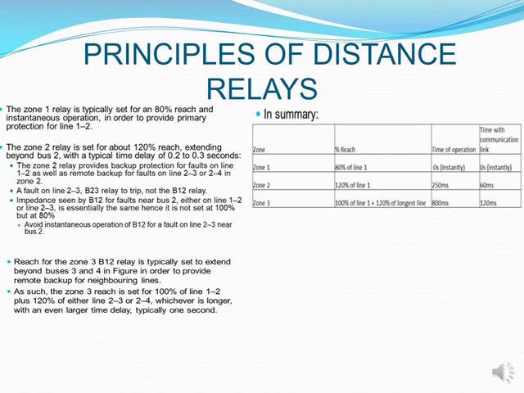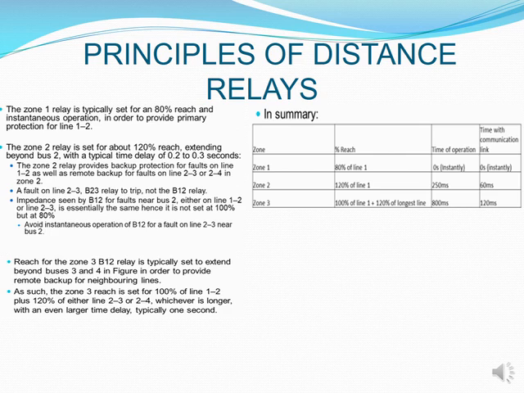Then the table that has just popped up is really a summary of what your zone 1, your zone 2, and your zone 3 does. It summarizes their reach points, the 80% for 1, the 120 for 2, and then the 100% of line 1 plus the 120% of your longest line for zone 3.